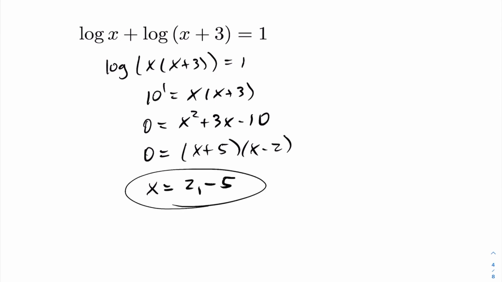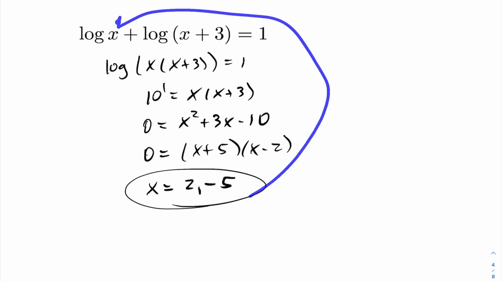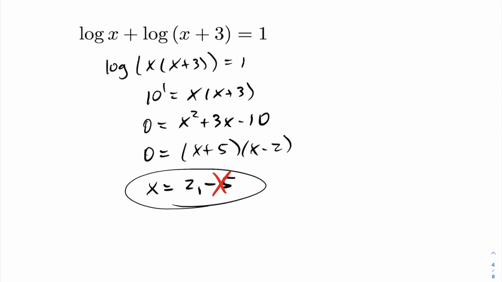Now notice here your logarithmic function, in this case a base of 10, has a domain that is greater than 0. So if I input negative 5 into my original equation, we would be taking the log of a negative number. Therefore negative 5 is inadmissible. Letting x be 2 satisfies both of these logarithms. The input of the logarithm will be greater than 0. So the answer to this logarithmic equation is x is equal to 2.